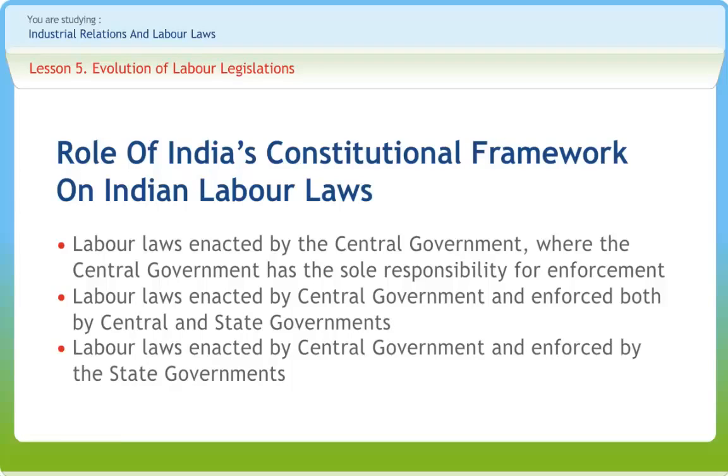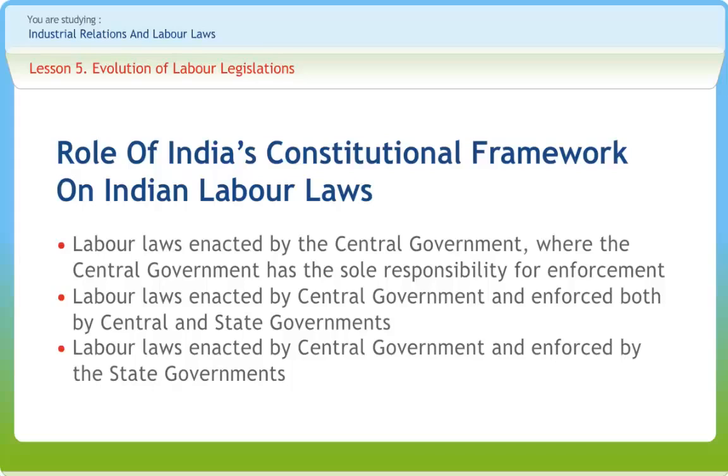Some of the labor laws enacted by the central government and enforced both by central and state governments are the Maternity Benefit Act 1961, the Minimum Wages Act 1948, the Payment of Bonus Act 1965, the Payment of Gratuity Act 1972, the Payment of Wages Act 1936, the Equal Remuneration Act 1976, the Industrial Disputes Act 1947.